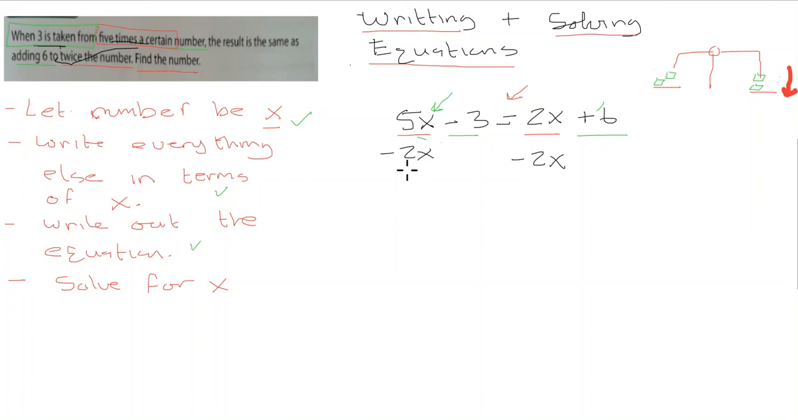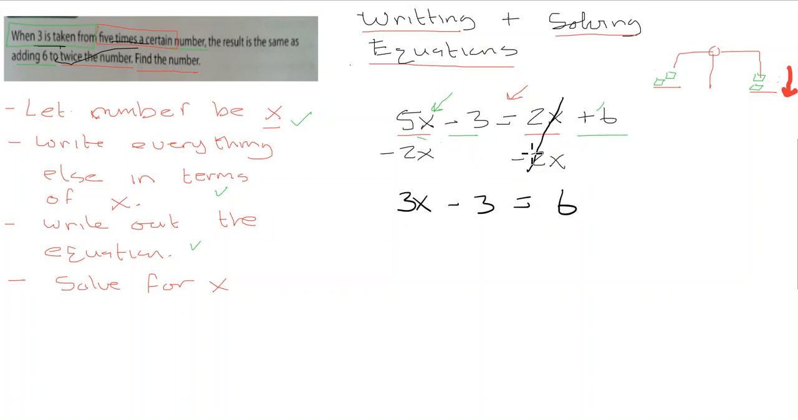So what we have to do is subtract 2x from this side and 2x from this side. So we have 2x minus 2x, and these two will cancel out. And then we have 5x minus 2x, which leaves us with 3x. So it's going to be 3x, and then we just bring down what we have: minus 3 is equal to 6.